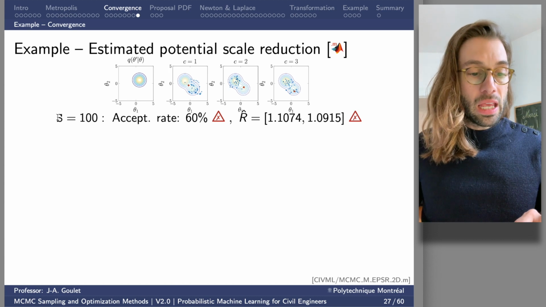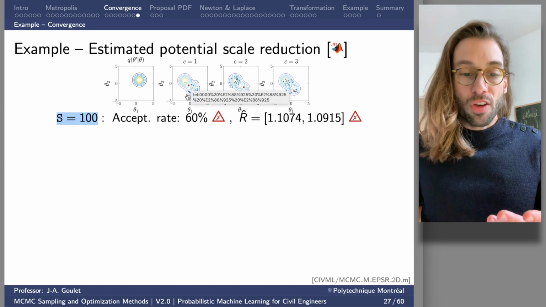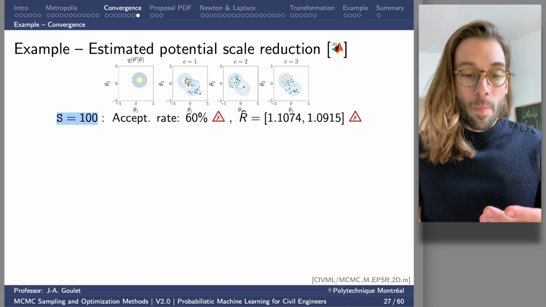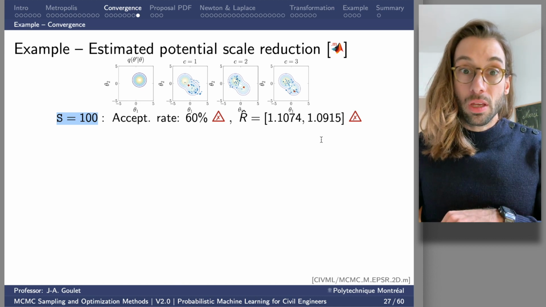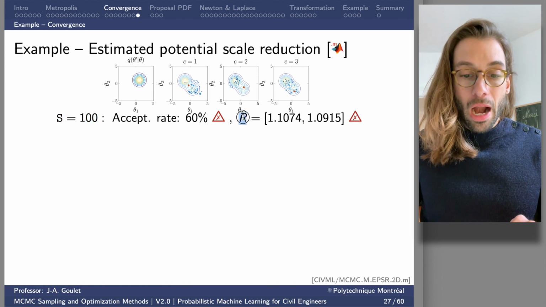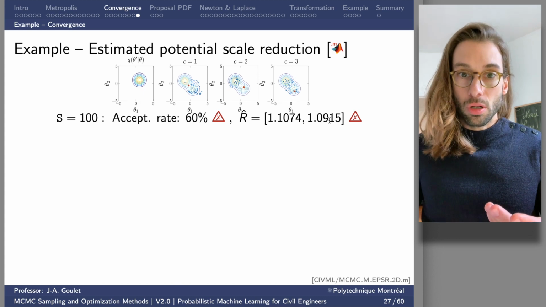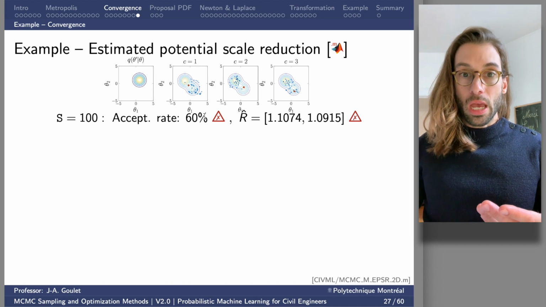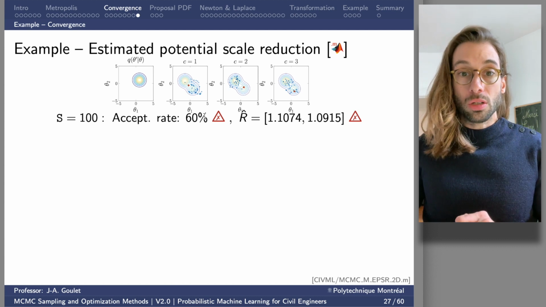You see that here I've taken only 100 samples. So we see visually that I don't have a correct exploration of my domain. Many parts of the domain are not explored in each chain. So here I don't expect to have reached stationarity. If I look at my EPSR, my R hat, I have 1.10 and 1.09 for each dimension. So here I haven't converged. And we can also look at our acceptance rate beta, which is here 60%. It means that 60% of the time I accept to move to my new location. So here 60% is not a great value.